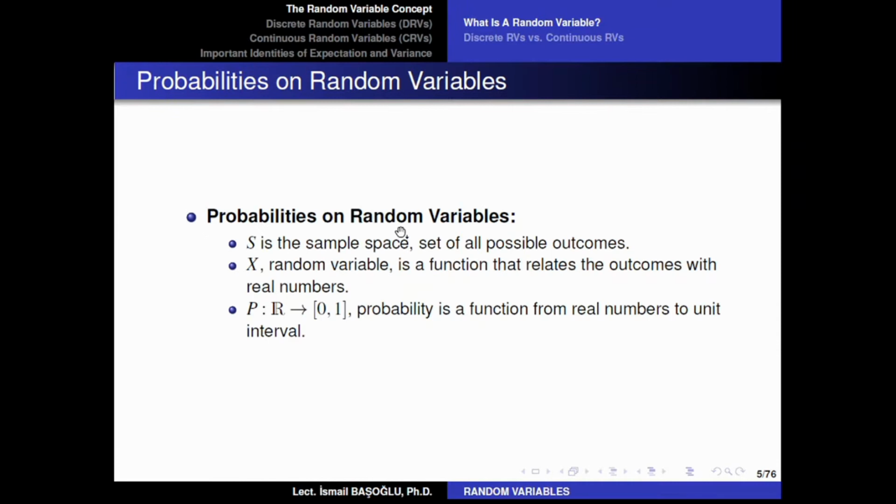So how do we define the random variables? As a function that is defined on the sample space. So remember, the sample space of a random experiment is a set of all possible outcomes of that random experiment, and X is a random variable, which is a function that relates each of the outcomes in the sample space with real numbers. And then we define the probability. Probability is a reflection of the real numbers on the unit interval. Okay, so in order to understand this relationship better, we are going to solve an example.